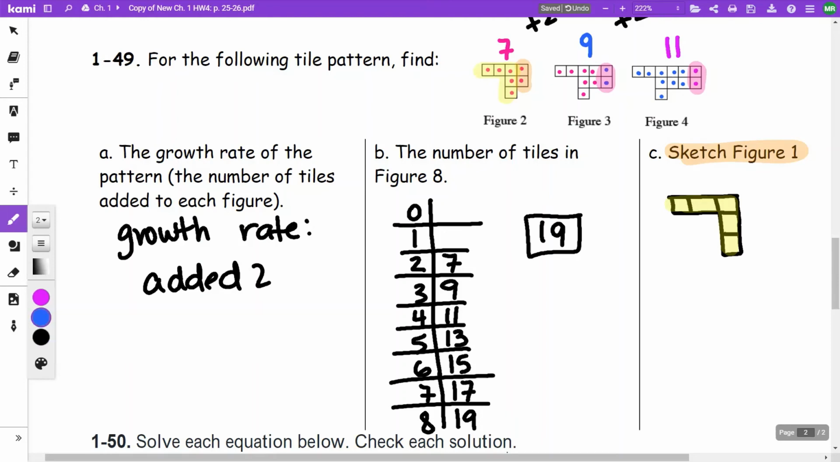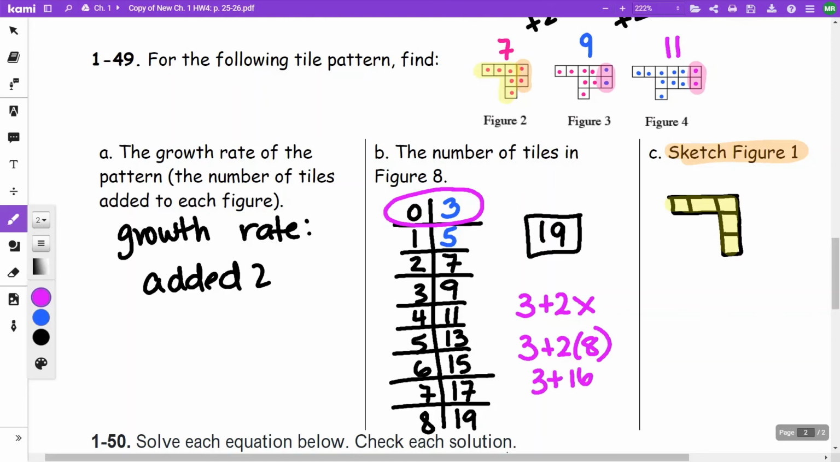So if I was going backwards, 1, 2, 3, 4, 5, you can see I had 5. Here, going backwards, I had 3. So another way to do it is eventually what we're going to be doing is finding our start, which is this. The 0 is 3. We're starting with 3. We're adding 2 over and over again, x times. So in this case, we're starting with 3. We're adding 2 8 times. And you see I get 3 plus 16, which is 19. That's eventually how we're going to want to start doing it, but it's okay to do a table.